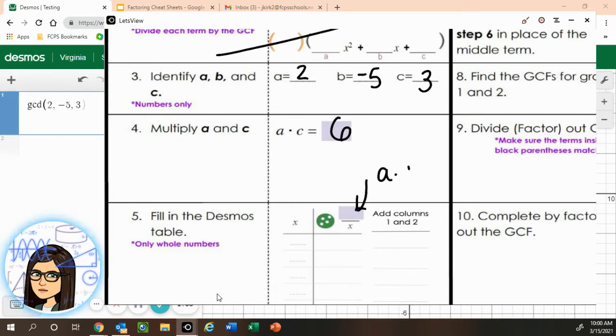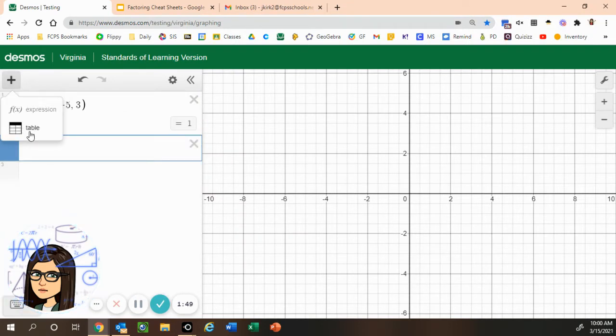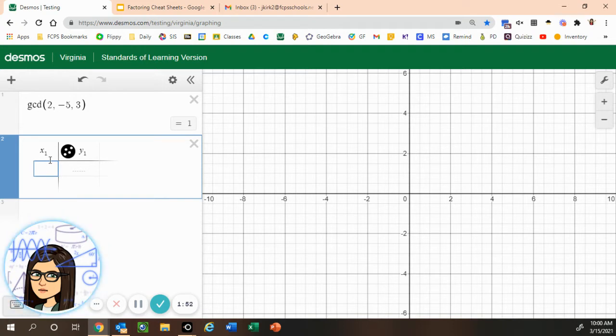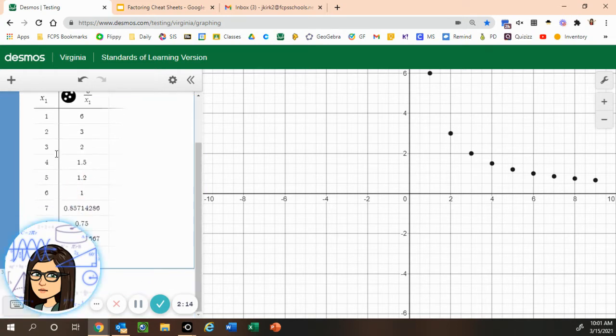Step 5, we're going to pop back over to Desmos, and we're going to make this table. To make the table, you're going to click on that plus sign, table. You're going to leave that left-hand column as it is. On the right, we delete it and we're starting over. A times C was 6. Divide that by x1. To get that x1, you don't have to do anything fancy, on your keyboard, just type x1. And you're going to fill in 1 through 10. I think a lot of the times 10 will get you where you need to be.